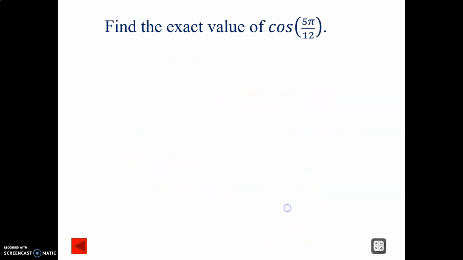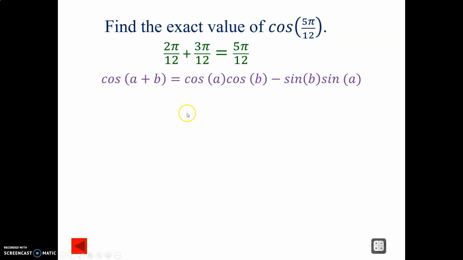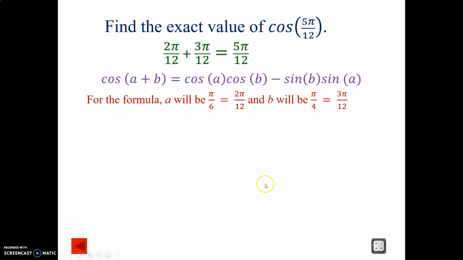All right, one more problem. Find the cosine of 5 pi over 12. And again, if we took 3 from 5, that'll give us the 2. So those are our two values. 2 pi over 12 plus the 3 pi over 12 gives us the 5 pi over 12. So we'll be using the sum identity. That's cosine, cosine, sine, sine. Because this was addition, the sign should be different. That's why that's subtraction. So in this case, we'll be using pi over 6, which is 2 pi over 12 reduced, and pi over 4, which is the 3 pi over 12 reduced.